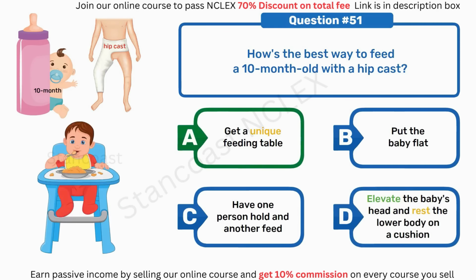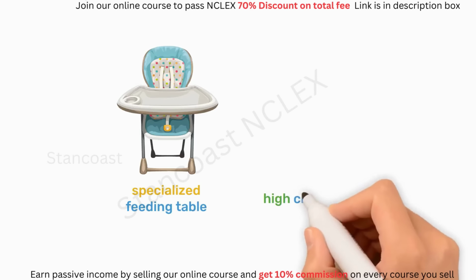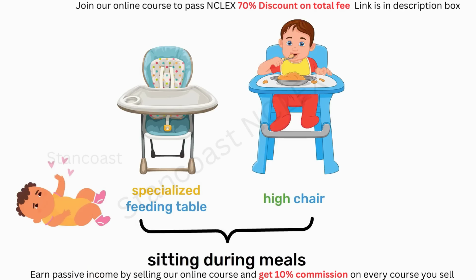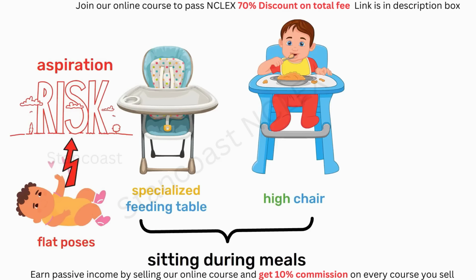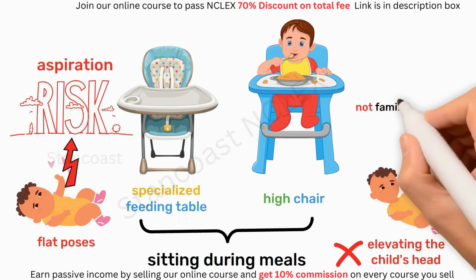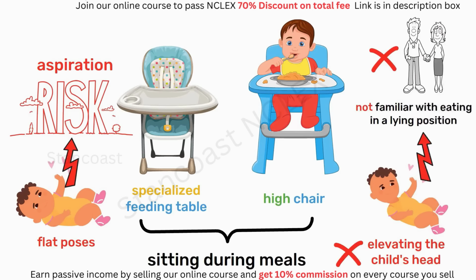Option A is right here. Because a specialized feeding table or adapted high chair works best for infants accustomed to sitting during meals. Lying the child flat poses an aspiration risk. Simply elevating the child's head isn't as effective since they're not familiar with eating in a lying position. There's no need for 2 individuals.